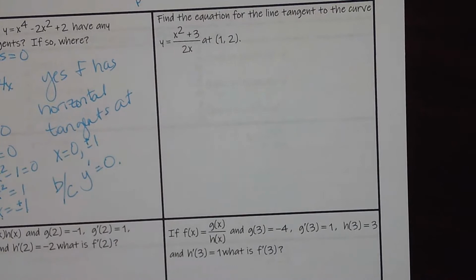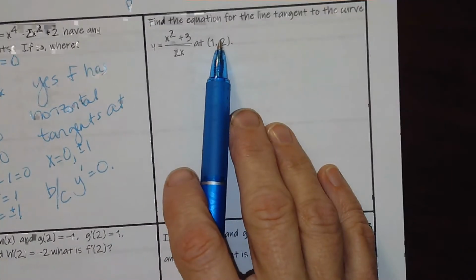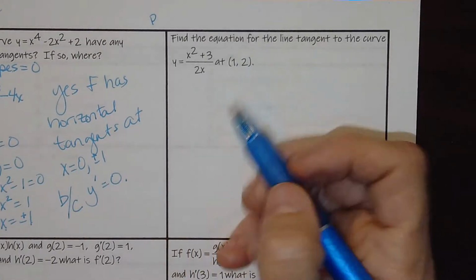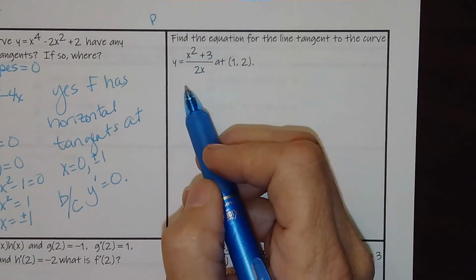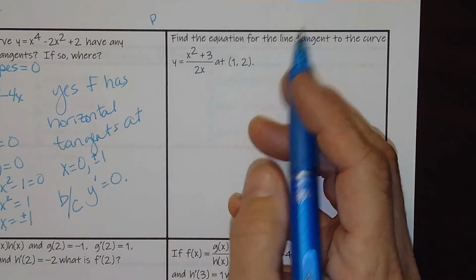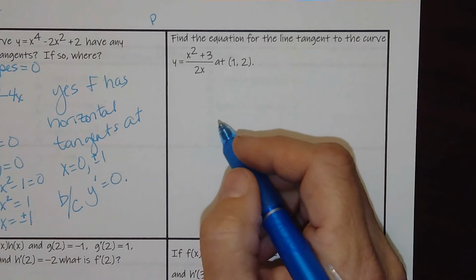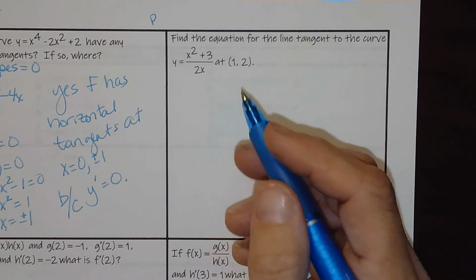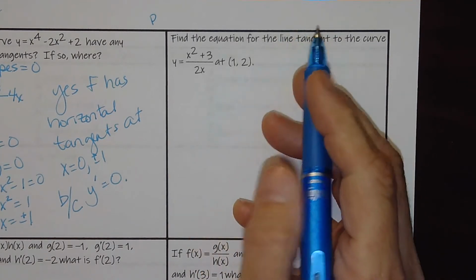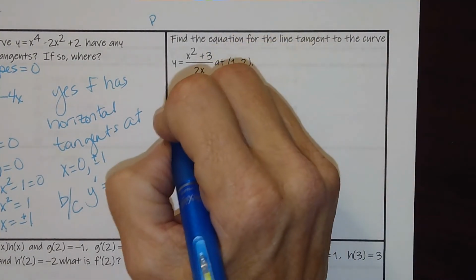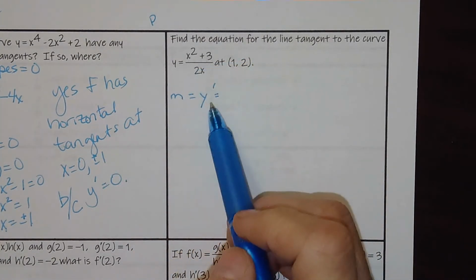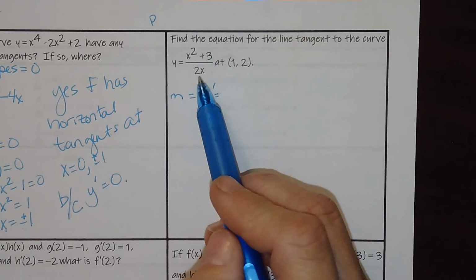All right, and now we can write an equation for a tangent line. Here we have a function, and we want to write the equation for a tangent line to this function at the point 1, 2. So remember, what are the two things we need to write the equation of a line? We need a point, and we need the slope. So to find the slope, I have to find y prime, and to find the derivative, I have to use the quotient rule.